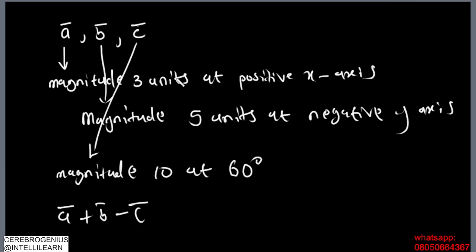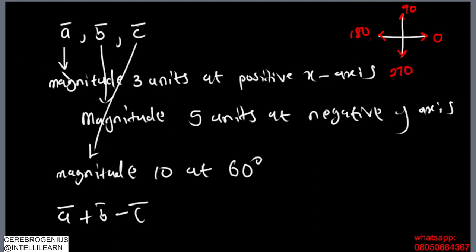So what you are going to do is that the first one is what? 3 units positive x-axis. So you have to know their angles. It's the angles that we use to enter them into the calculator. So this positive x-axis, our angle is 0 degrees. Positive y-axis, our angle is 90 degrees. Negative x-axis, our angle is 180 degrees. Then negative y-axis, our angle is 270 degrees.